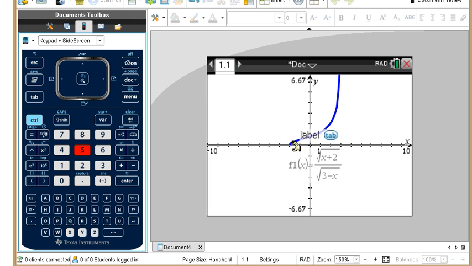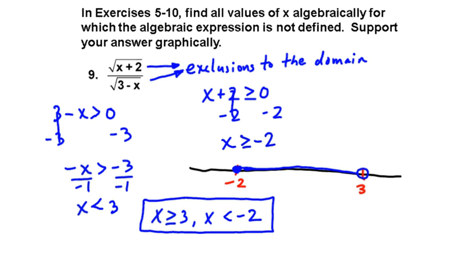So we can see that the function is defined from, looks like, negative 2 all the way up, but not including positive 3. And so the function is not defined at less than negative 2 or at greater than or equal to 3. So that confirms our answer here.